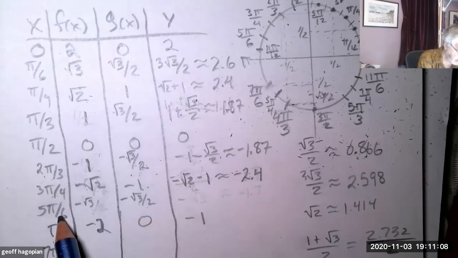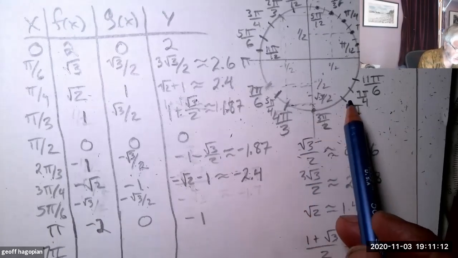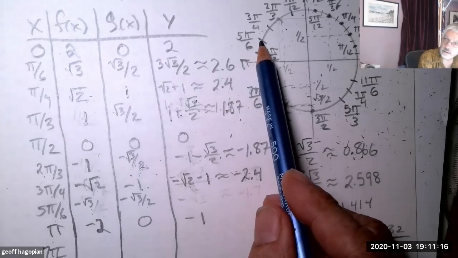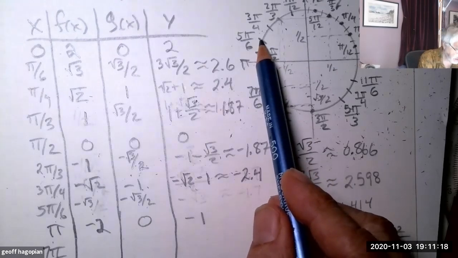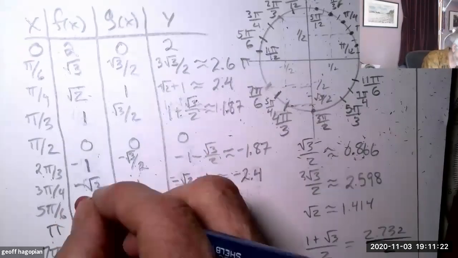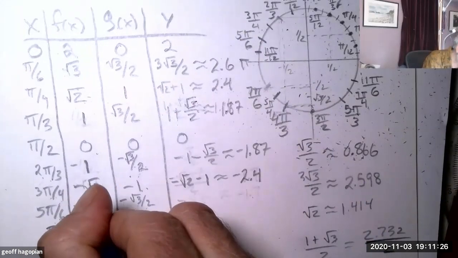Should we double check? Cosine of 5 pi over 6, where are we? 5 pi over 6, we're here. And cosine there is negative square root of 3 over 2. If you double that, you get negative square root of 3. This is negative square root of 3.